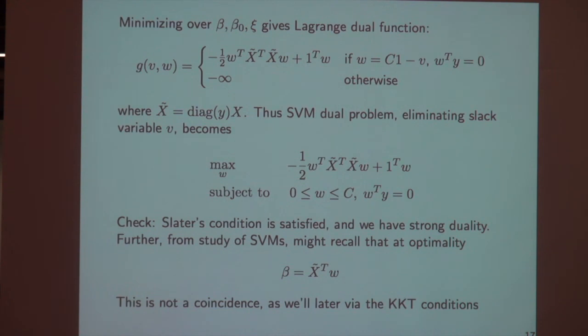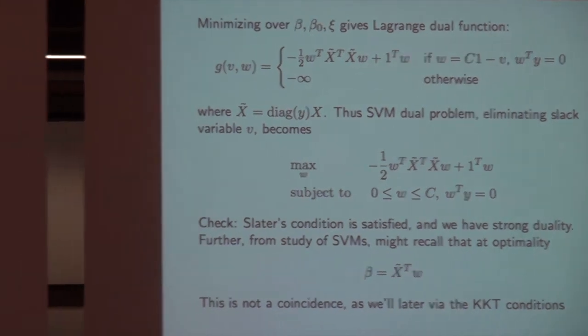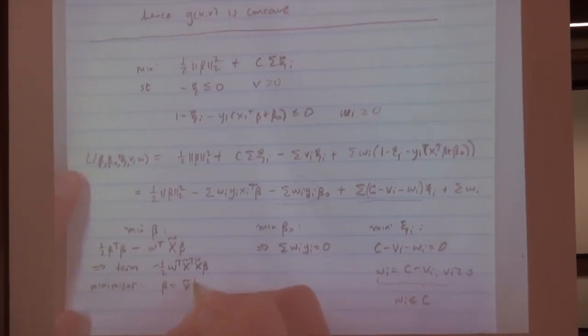Where does that come from? Actually, you can think about it as coming from the minimization of the Lagrangian, right? Just from this step, the minimizer was beta, which is equal to X tilde transpose W.